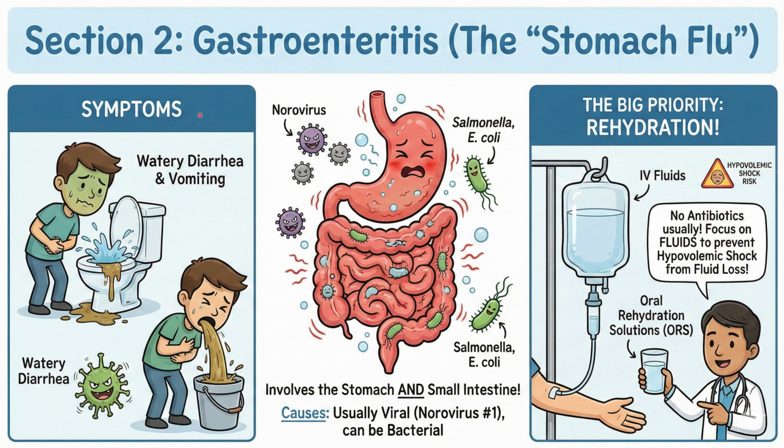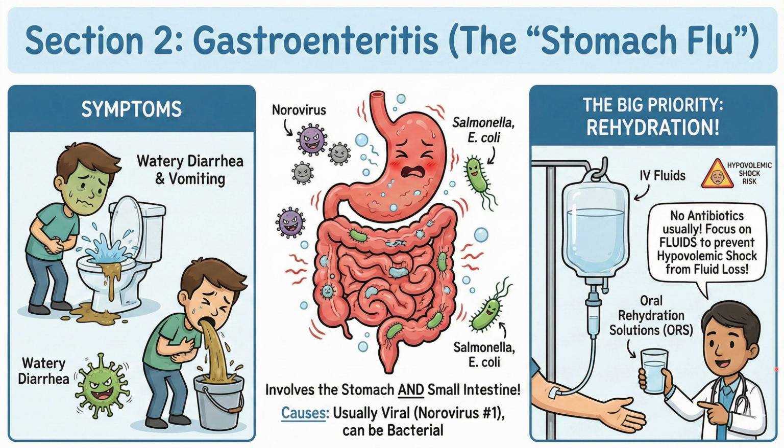Here are the symptoms, and here it shows how either the virus or bacterium involves the stomach. The causes: it's usually viral, like norovirus, which is number one, but it can be bacterial like Salmonella or E. coli, from not washing hands, unwashed food, or food that is very old.